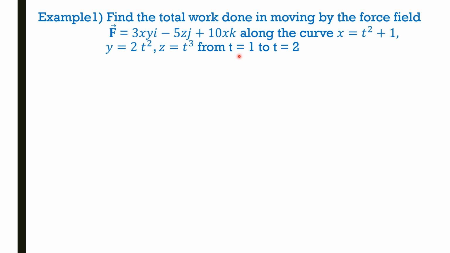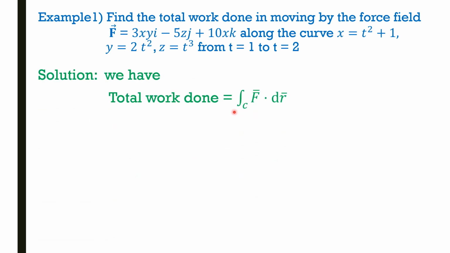and from t is equal to 1 to t is equal to 2. Okay, so we have the formula, work done is equal to the integral of F bar dot dr bar. So this is the formula. F bar is f1 i plus f2 j plus f3 k, and dr bar is dx i plus dy j plus dz k. So simply this is f1 dx plus f2 dy plus f3 dz. Now put the values of f1, f2, f3.